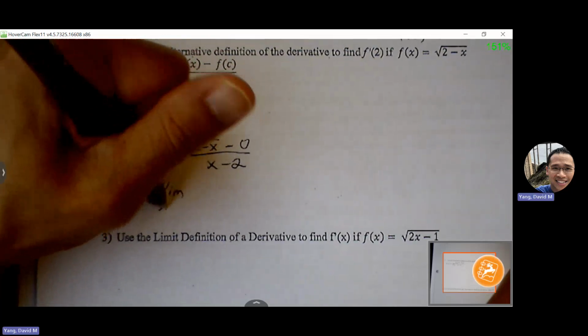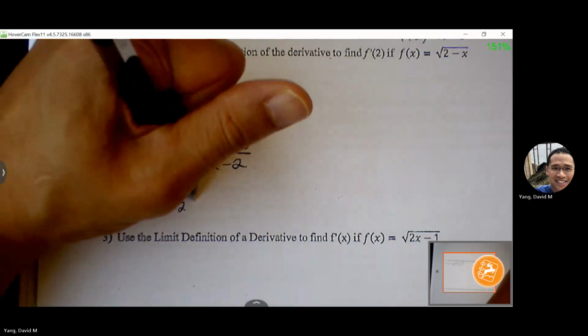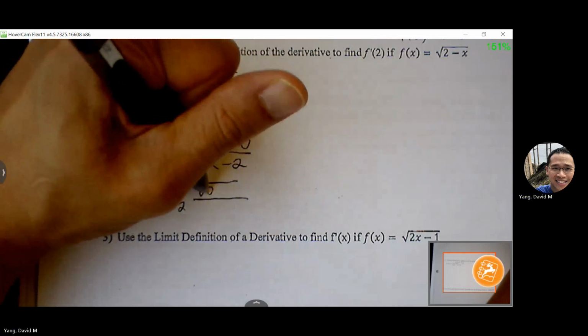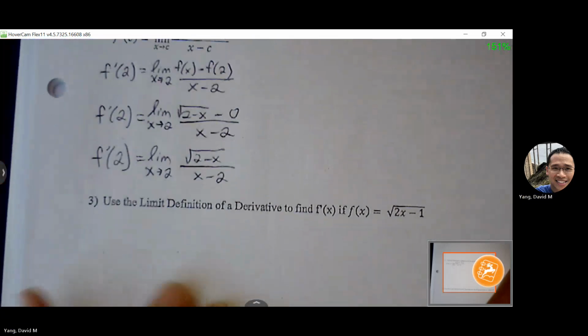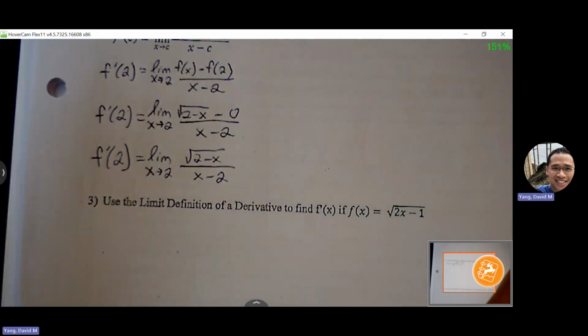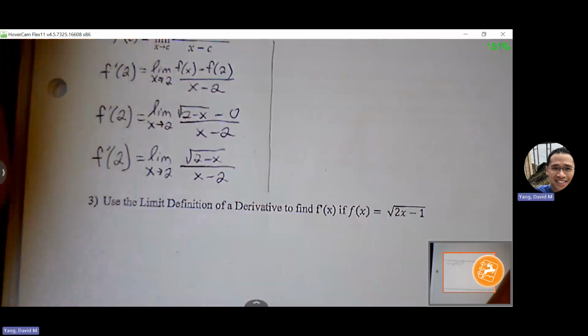I can drop the zero, right? It doesn't really impact anything. Okay, first step, direct substitution, right? What do we get? Zero over zero. So we know there's a hole.